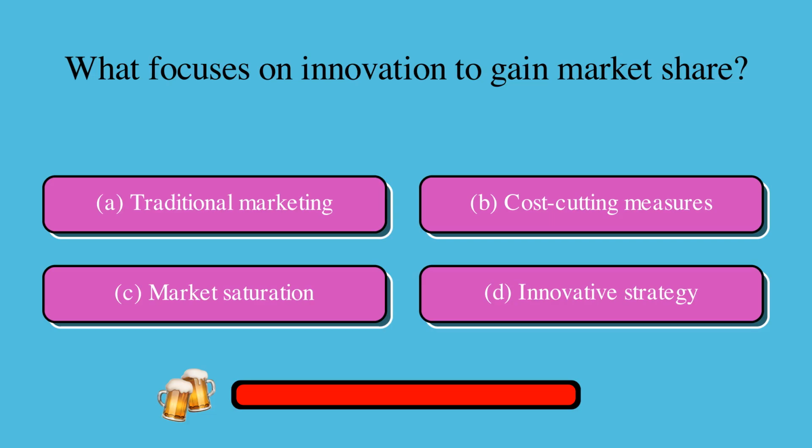What focuses on innovation to gain market share? Is it A, traditional marketing, B, cost-cutting measures, C, market saturation, or D, innovative strategy? The correct answer is D, innovative strategy.